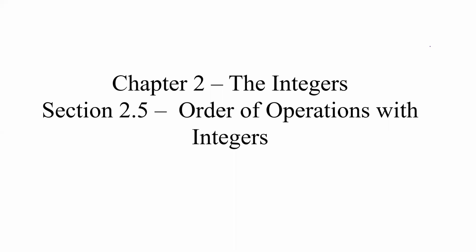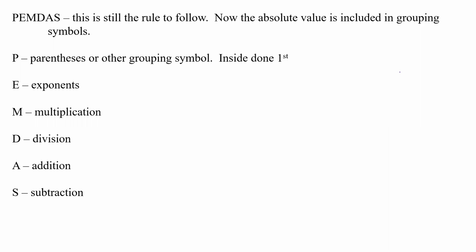Okay, today we're on chapter 2 on integers. So this is section 2.5, order of operations with integers. So as usual, PEMDAS is the rule to follow. So now the absolute value is included in the grouping symbol. So that's a key thing that we have to remember. This is now considered a grouping symbol.